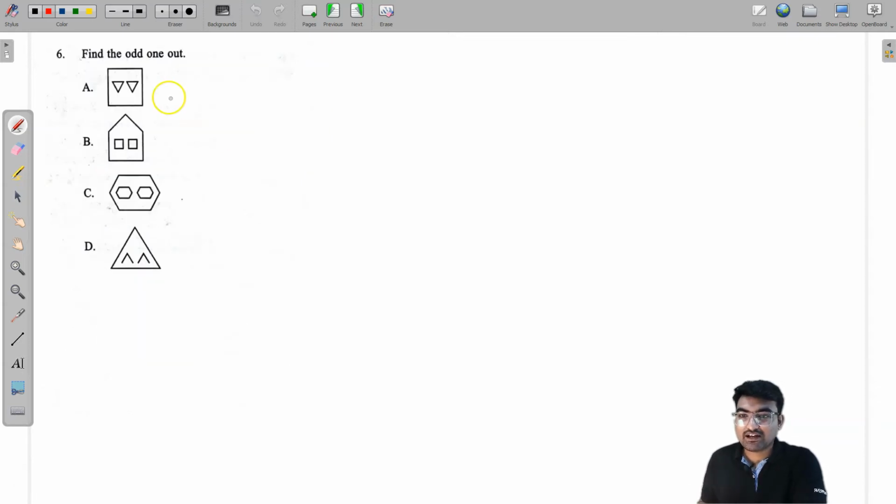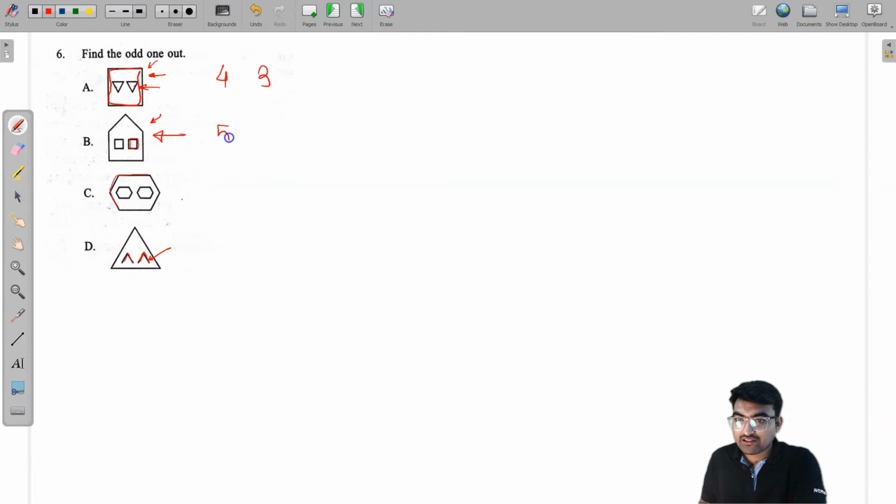Question number 6, find the odd one out. Okay, square inside two triangles, pentagon inside 4, right. Then this is okay. Now focus on the pattern. See, you may think that this is two side, right. This is not a closed figure, so this may be the answer, but no. If you focus properly, this outside figure has 4 sides and inside has 3.